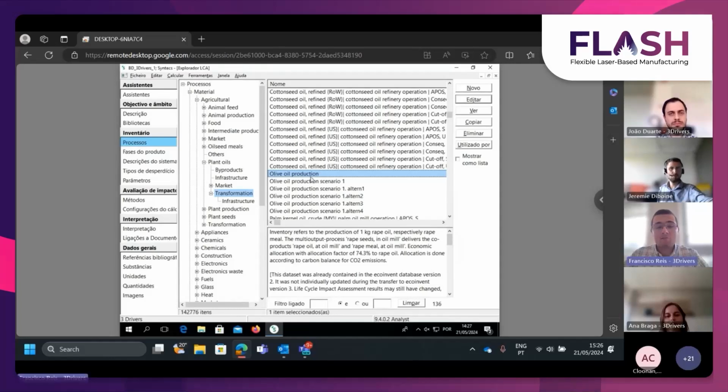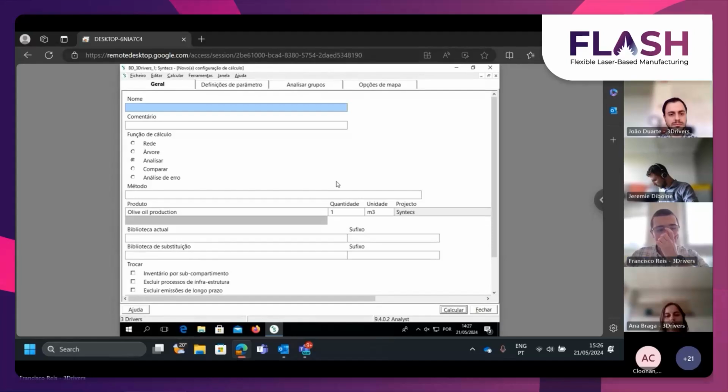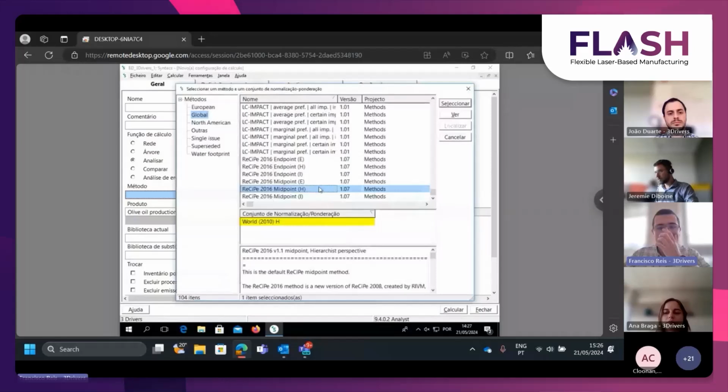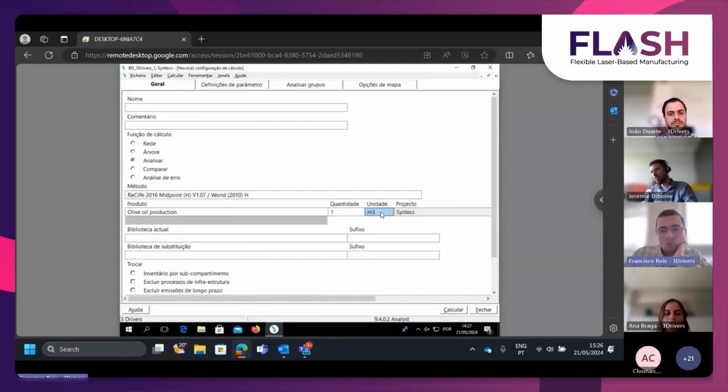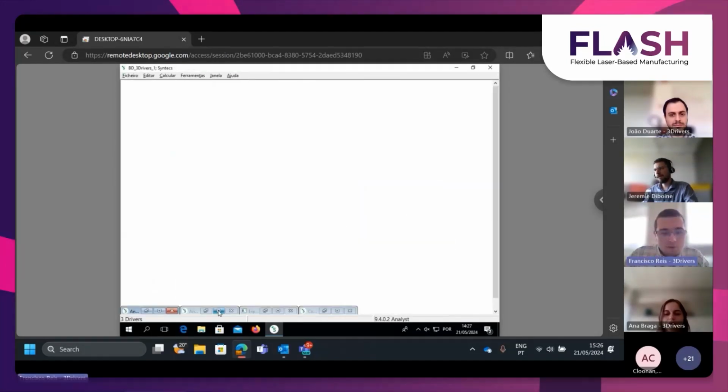And after we input the inputs, we can analyze this. We go here, analyze. We need to pick the method, which in this case is the ReCiPe midpoint and endpoint. And after this, we pick the unit, which in this case is 1 liter of olive oil, and we hit calculate. I'm not going to calculate right now because in this case it takes about 5 minutes, and we don't want to look at the screen for 5 minutes doing nothing. So we already calculated the results beforehand.